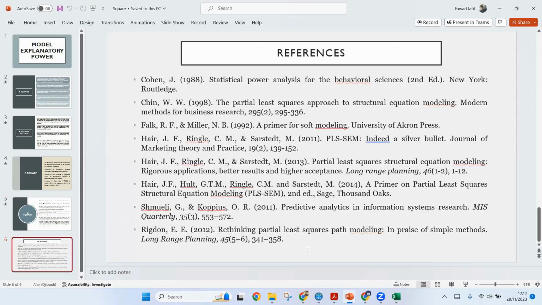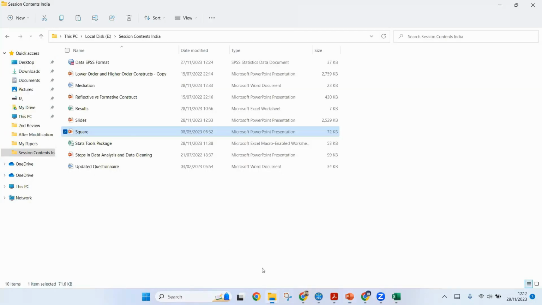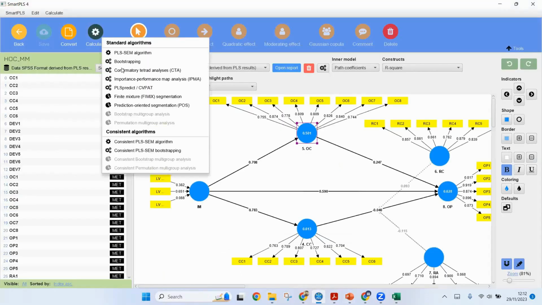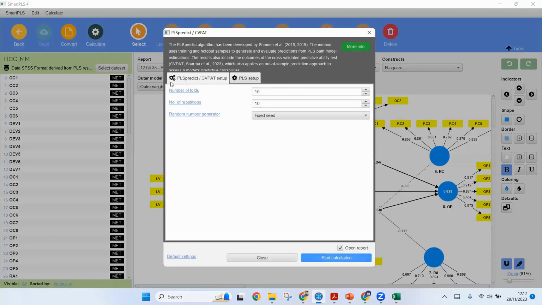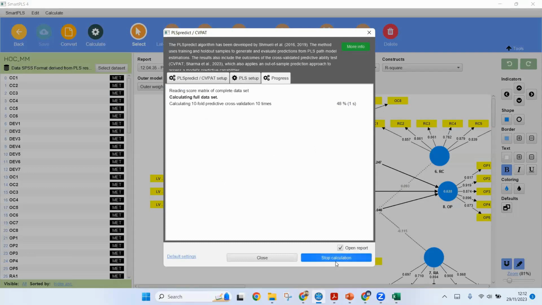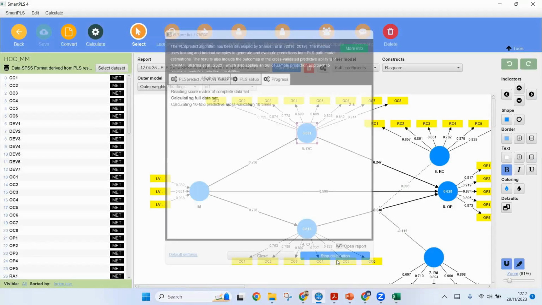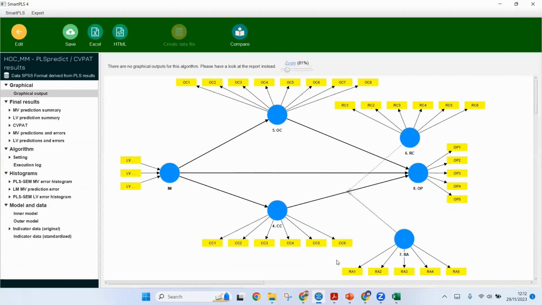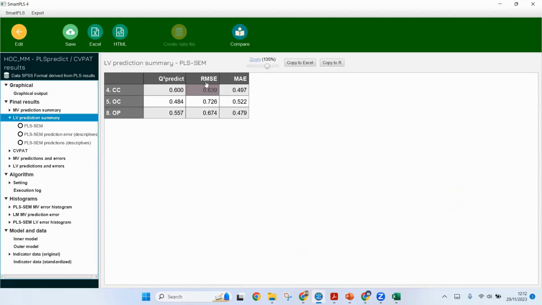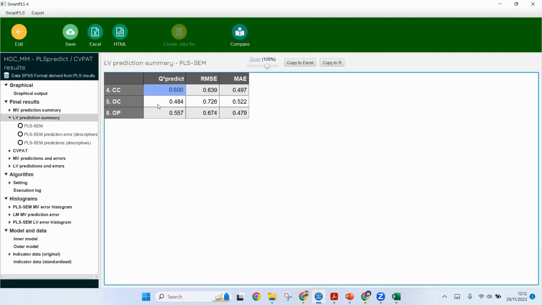All right, I've already saved it here. So where is your Q square? Go to Calculate and click PLS Predict. And here you will click LV prediction summary. Leave the rest, you do not need these, just look at this.